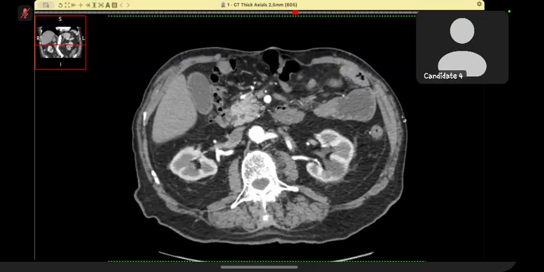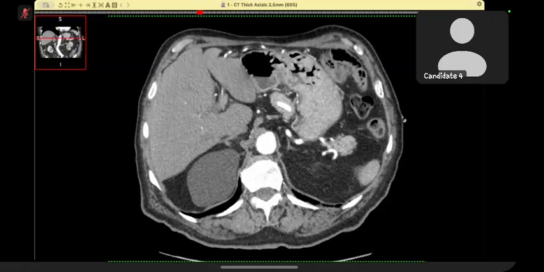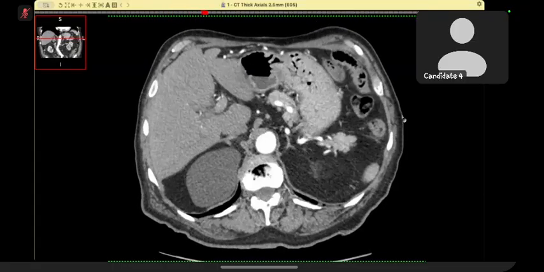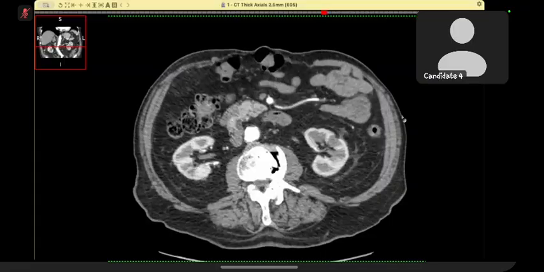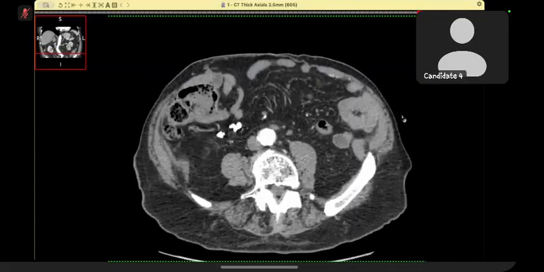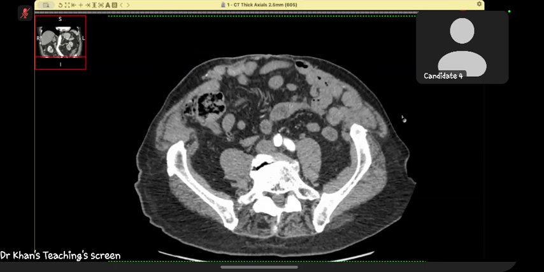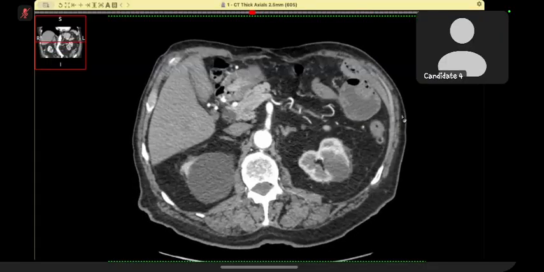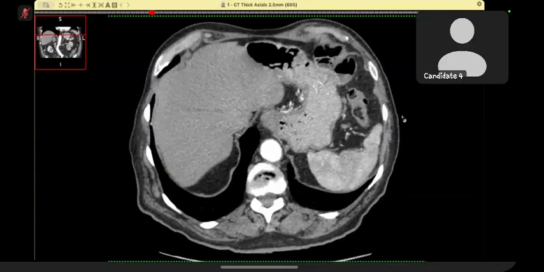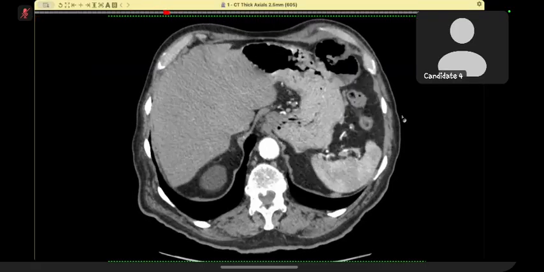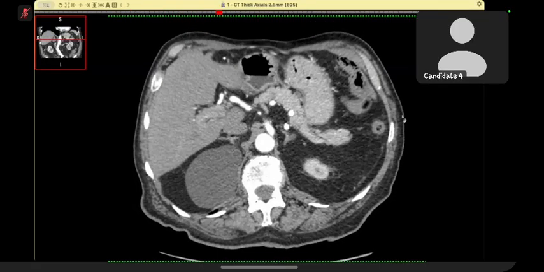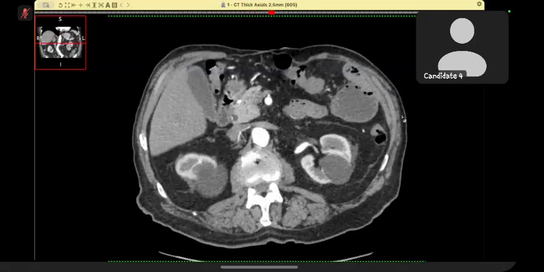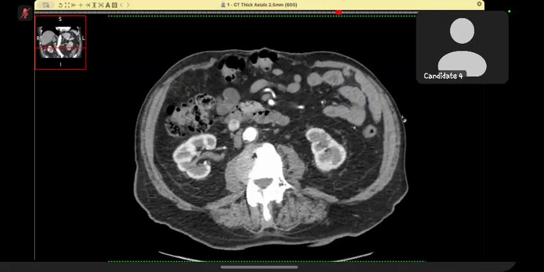Okay, there is no active contrast extravasation seen. I couldn't appreciate any indirect signs of mesenteric ischemia, like bowel wall thickening or edema or free fluid in the abdomen. Now I am looking systematically: the liver is normal, and rest of the structures like spleen, adrenals are okay. Simple cysts seen in both kidneys.